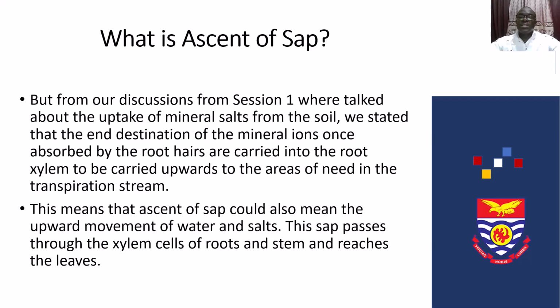But from our discussions from Session 1, we talked about the uptake of mineral salts from the soil. We also stated that mineral ions, once absorbed by the root hairs, are carried into the root xylem to be carried upwards to the areas of need in the transpiration stream. This means that ascent of sap could also mean the upward movement of water and salts. This sap passes through the xylem cells of roots and stem and reaches the leaves.